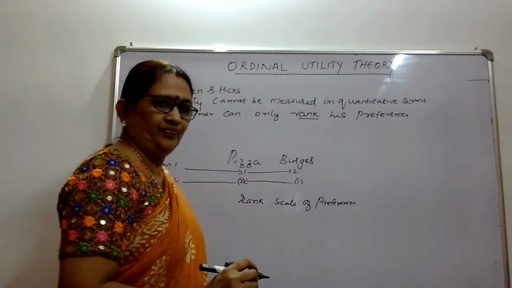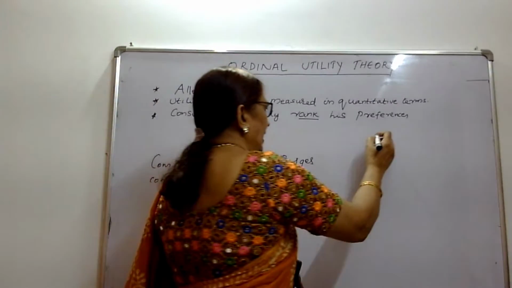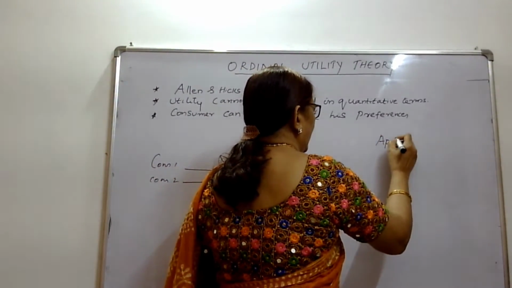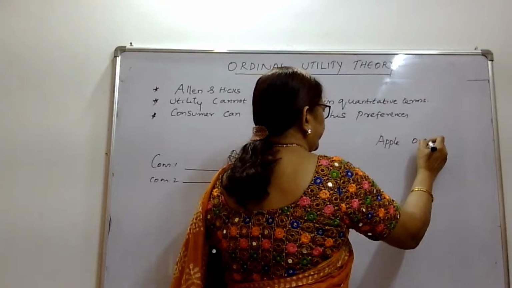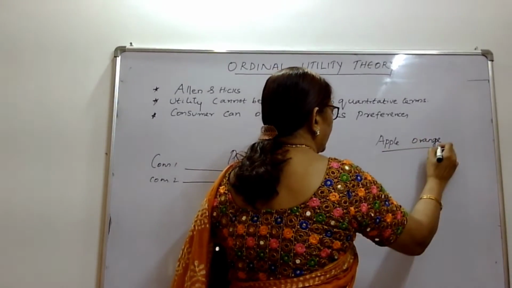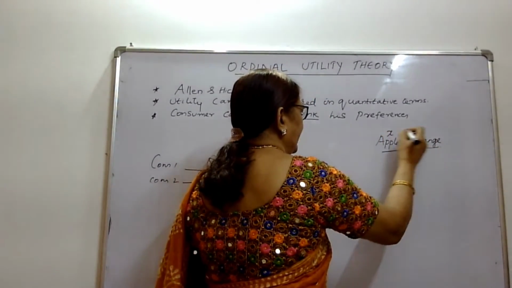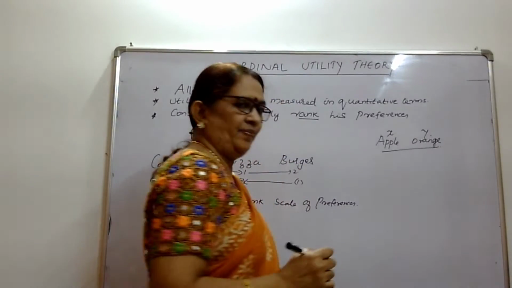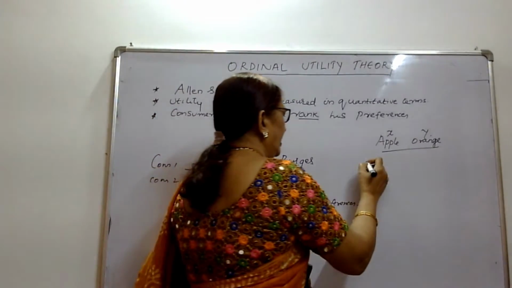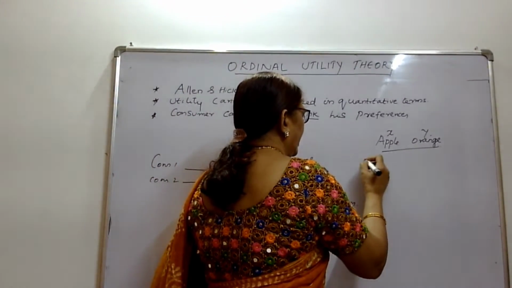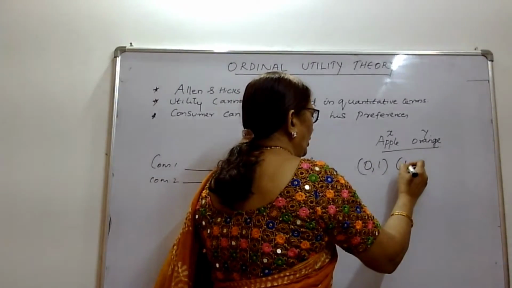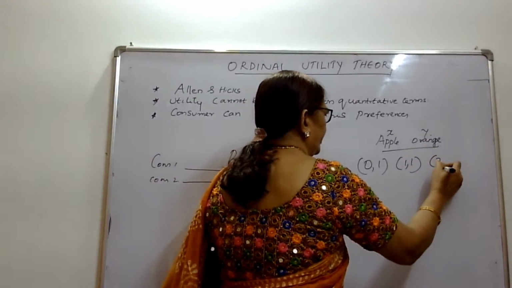Another example: if there are two commodities, apple and orange, we will name them X and Y, and I will write here a few bundles.